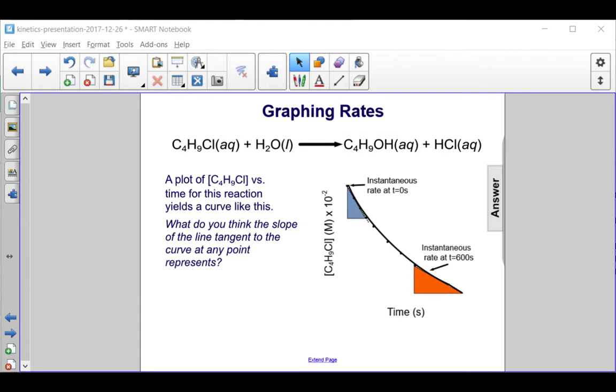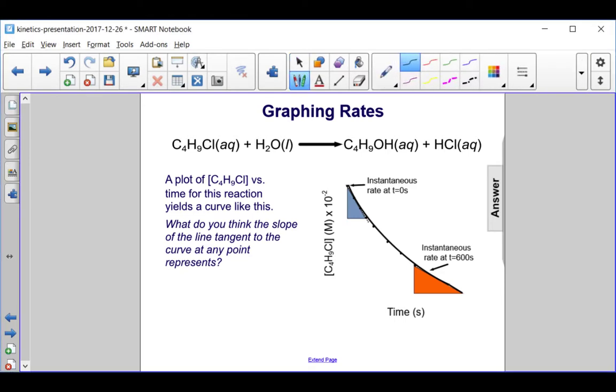What if I take that same concentration over time data and I plot it on a graph? So on the y-axis, I have the concentration of my reactant, and on the x-axis, I have time, okay? And so the rate is the change in concentration with respect to time, and you can see that rate decreasing as time goes forward, okay?